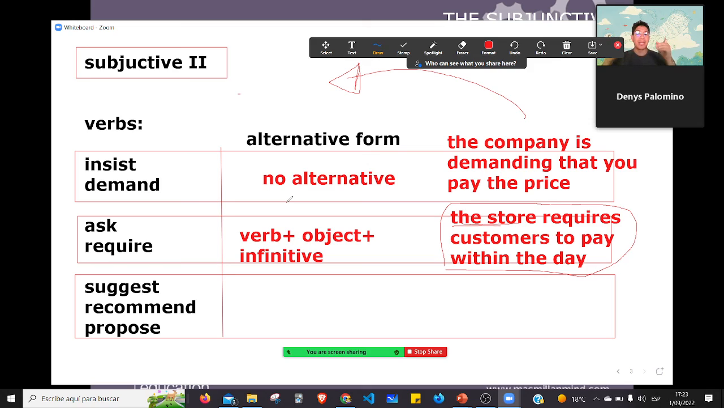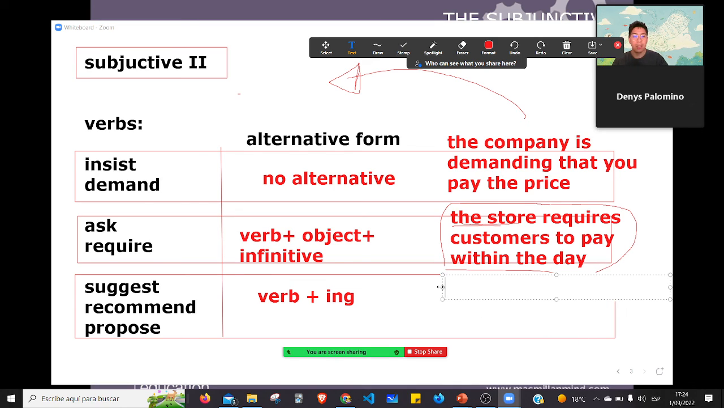So remember, when you have ask and require, you have this structure: verb, object, infinitive, or ask that and the verb infinitive. Super simple. Next, when we have suggest and recommend, what you have to do is verb plus ing, as you said before. Suggest doing something, recommend doing something. And this is not part of the subjunctive, of course.